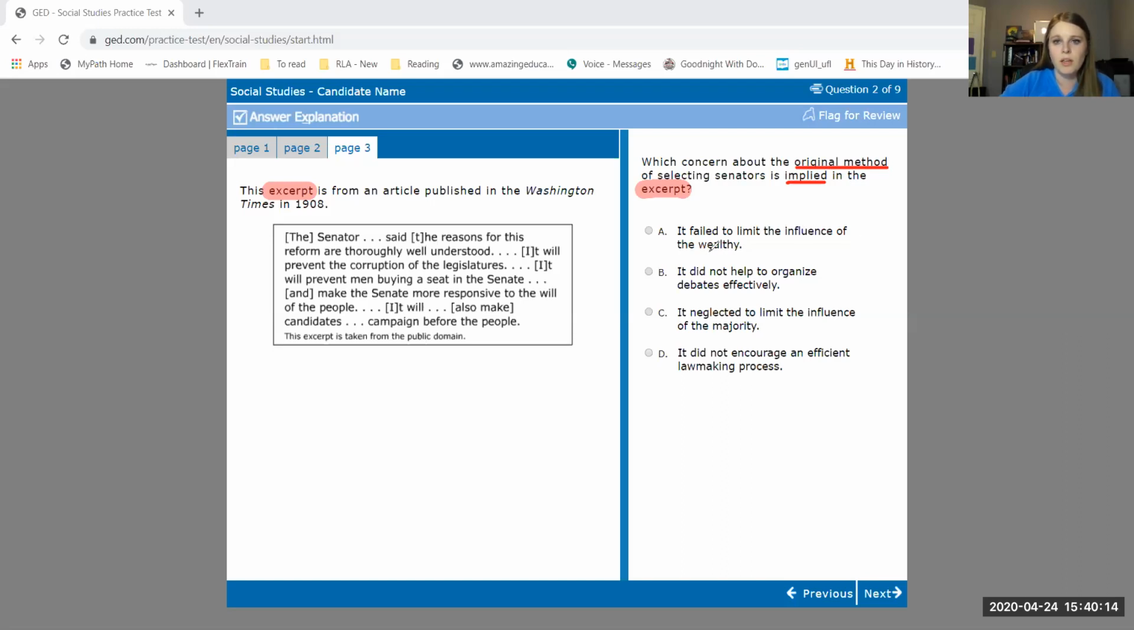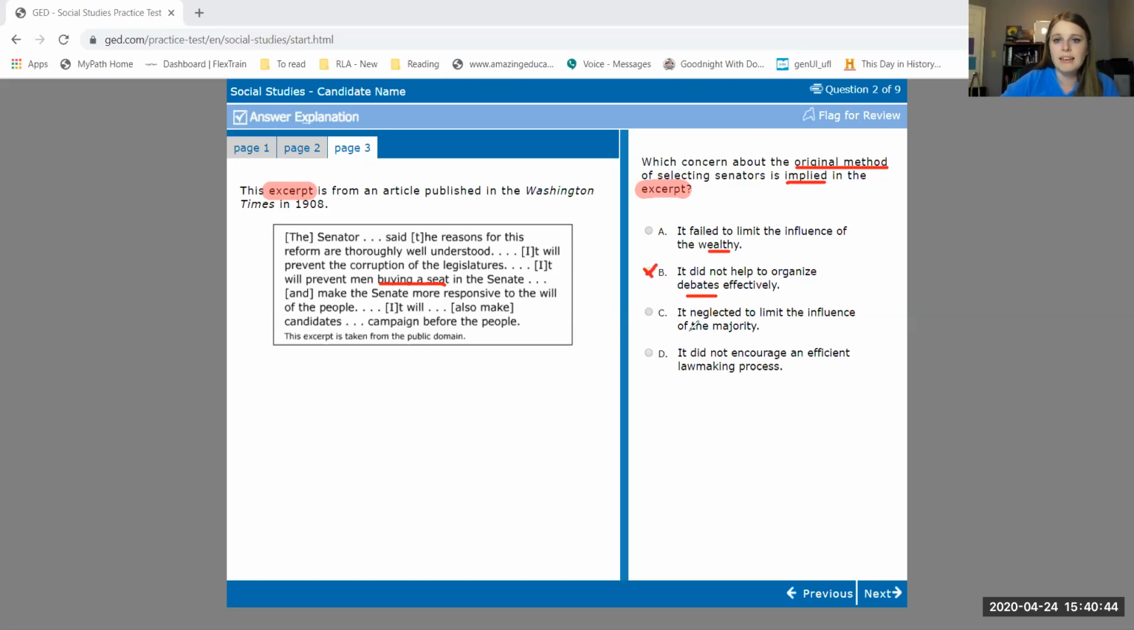Well, that word wealthy, we kind of mentioned it, buying a seat. I don't have enough money to buy a senator. It would require a rich person to have that money, so that wealthy person. So A looks pretty good, but let's look at the other ones. Letter B, it does not help to organize debates effectively. I don't see any mention of debates there. I think that's off topic, so I'm going to mark that one out.